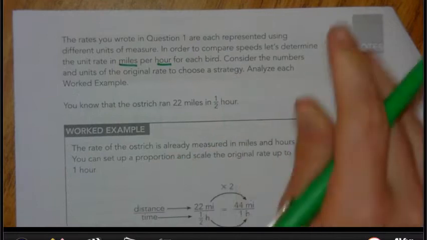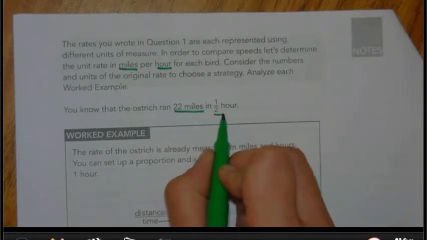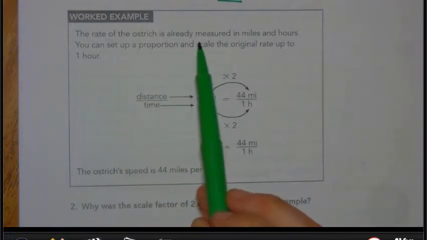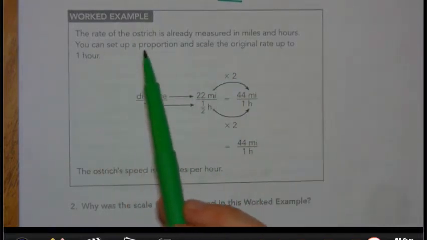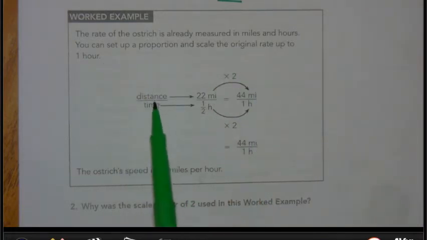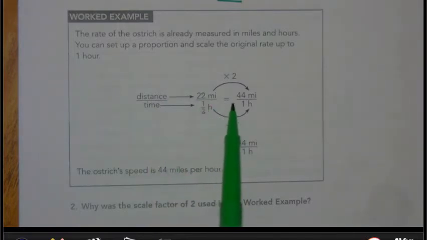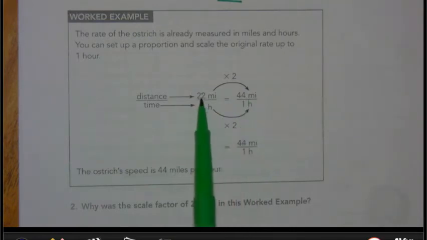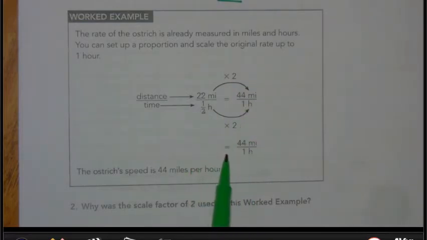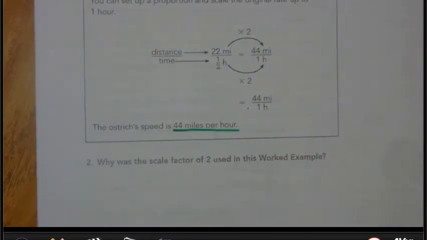Analyze each worked example. So we know this. We know that it takes the ostrich 22 miles for 1/2 of an hour. So let's look at our worked example. The rate of the ostrich is already measured in miles and hours. You can set up a proportion and scale the original rate up to 1 hour. So I have distance over time. So I still have my ratio that I wrote, 22 over 1/2 equals, we'll now have 44 over 1. It looks like I went from 22 times 2 and then 1/2 times 2 to 1 to equal 44 miles in 1 hour, or written as 44 miles per hour.